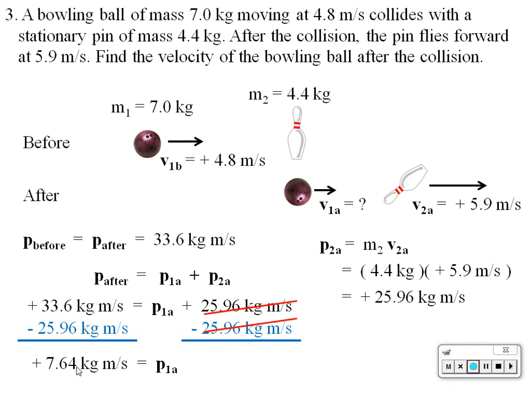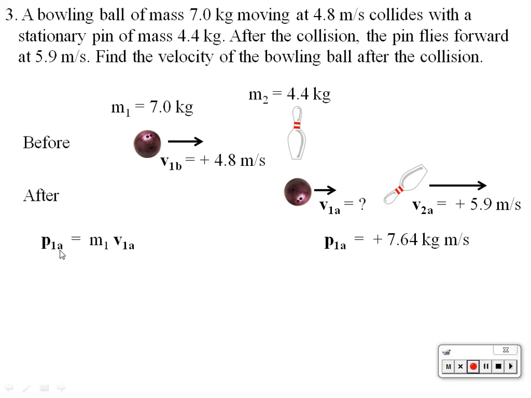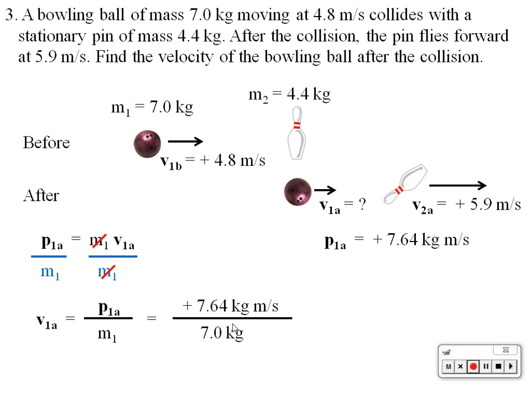Okay. And then finally, I can find its velocity by p is equal to m times v. I know what its momentum is. I know what its mass is, so I can insert my values there. A little cancellation later gives me a value of positive 1.1 meters per second. So the ball is moving forward with a speed of 1.1 meters per second.